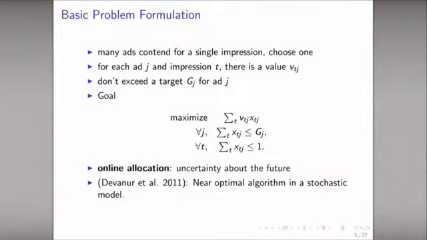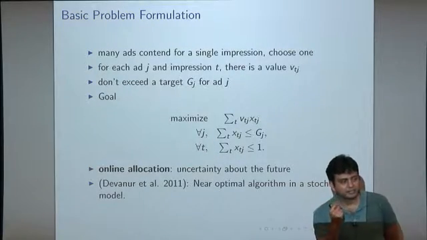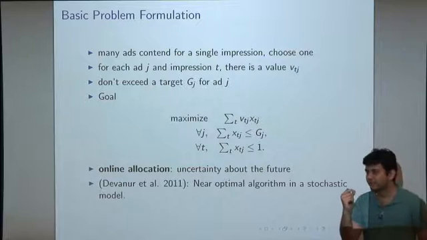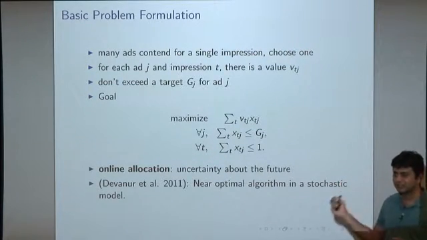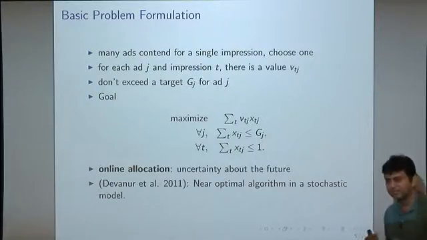And here's the basic problem formulation. The basic decision you have to take in this problem is you get an ad slot or an ad opportunity, and this is called an impression, so this is a technical term, and you have to assign this impression to one of many competing ads. So which ad do you assign the impression to?